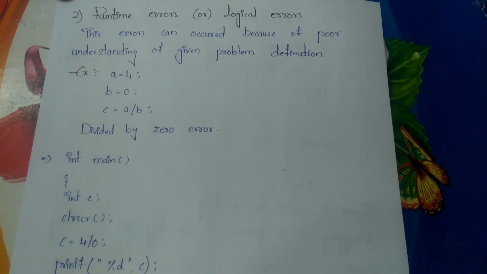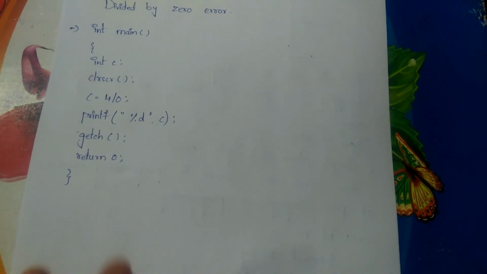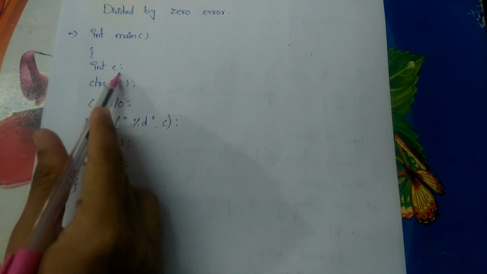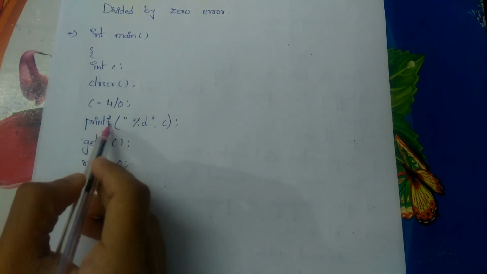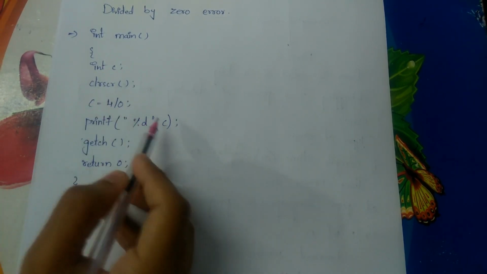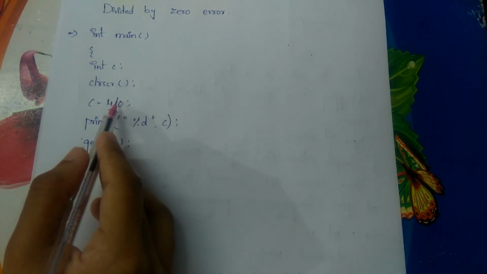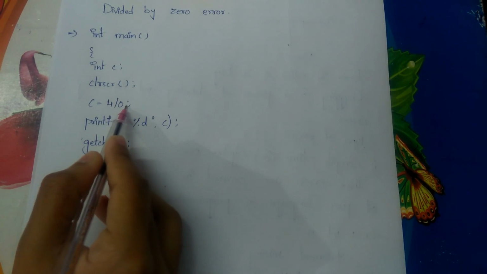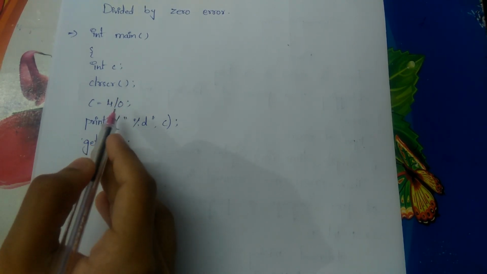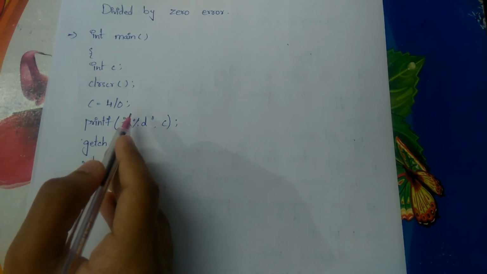Now the program for this is int main, and within the block I am declaring one variable c of integer data type, and clrscr. Then c is equal to 4 by 0. So I am directly assigning the value 4 by 0 to c. When we print it with percent d and print the variable c, we will get an error. That error is called a logical error because we cannot divide any number by 0. That error is called a runtime error or logical error.